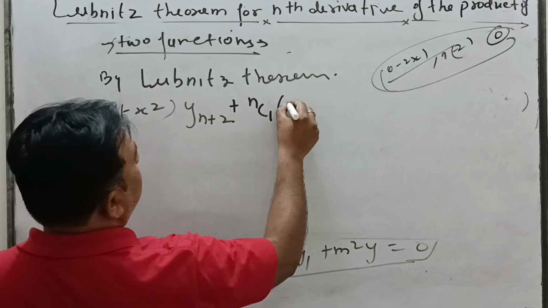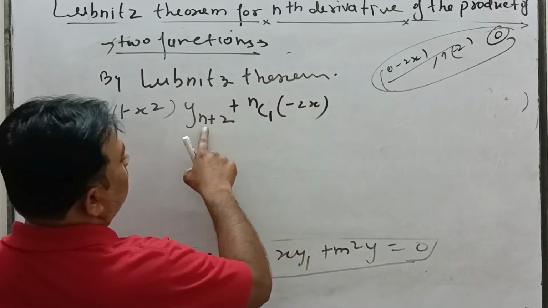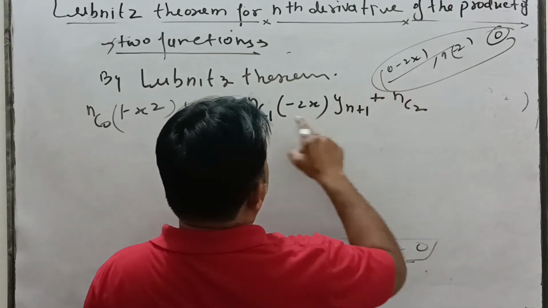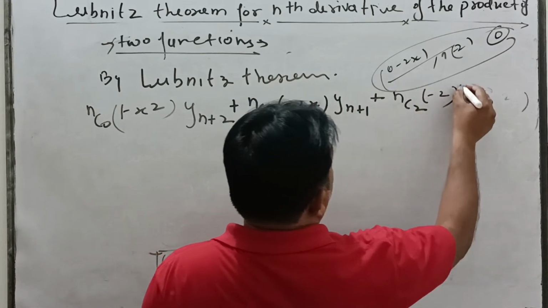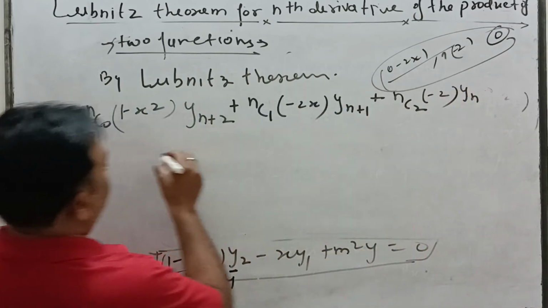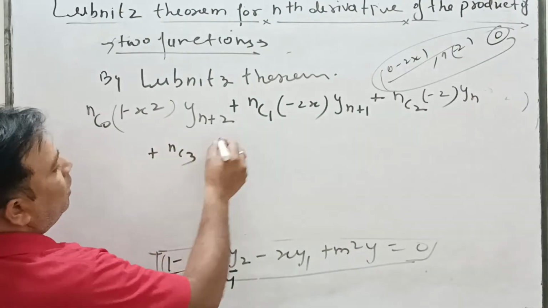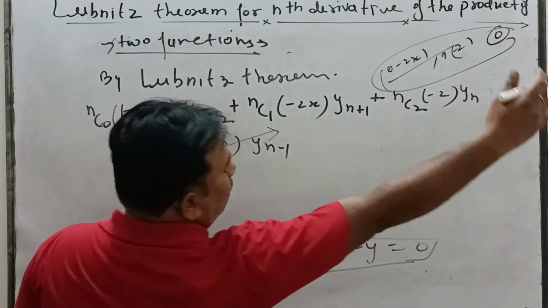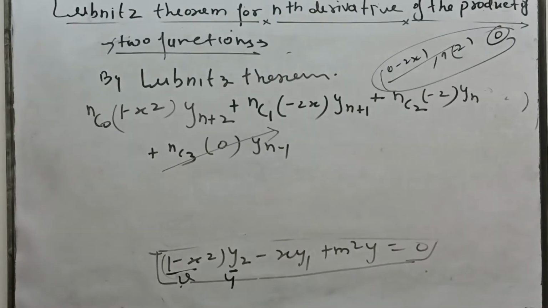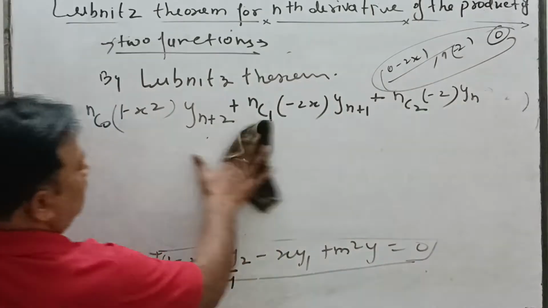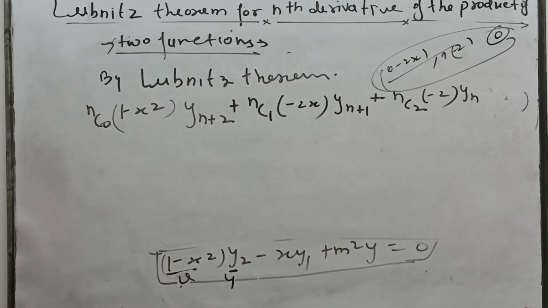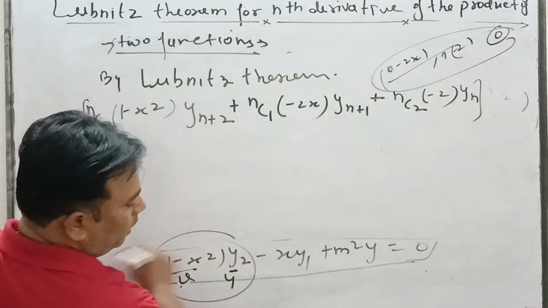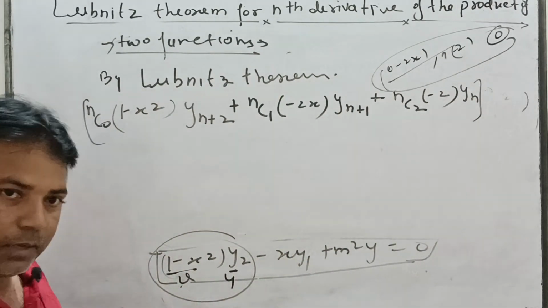nC1 times the differentiation of this, minus 2x, and 1 less, yn plus 1, plus nC2 times the differentiation of this, minus 2, yn. The next term is again plus nC3, but the differentiation of 2 is 0, yn minus 1. All these terms will be 0, so we do not take out any other term. Okay, do you all understand? So we differentiate, and we apply the Leibniz theorem to this term. Again, similar process, we start the Leibniz theorem.